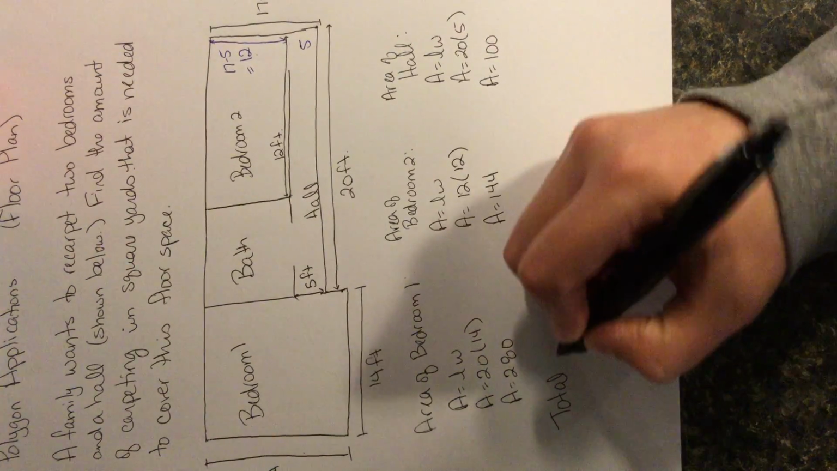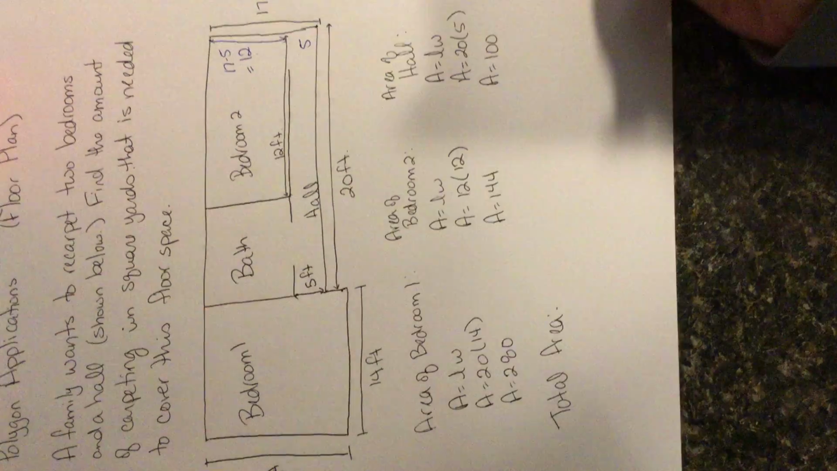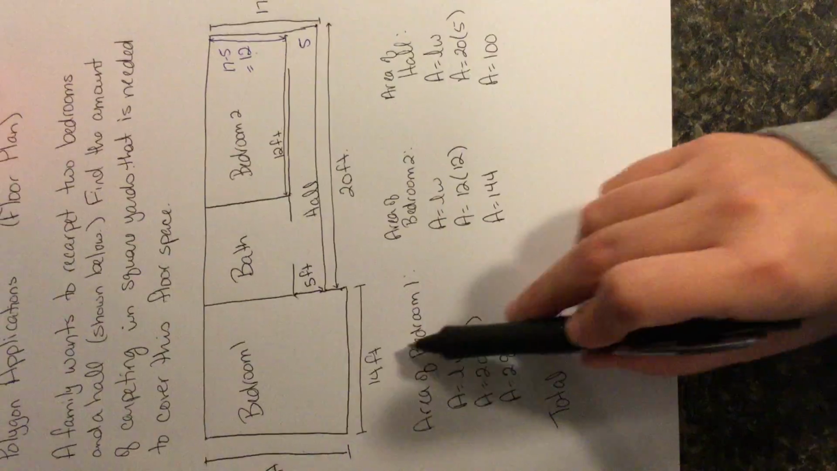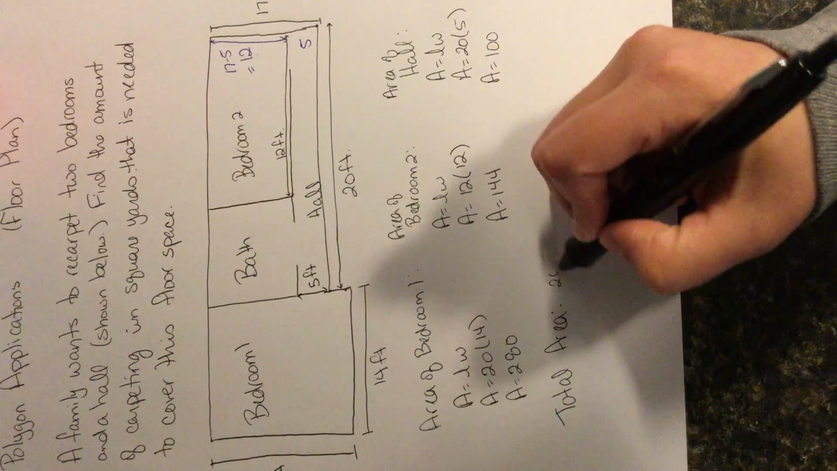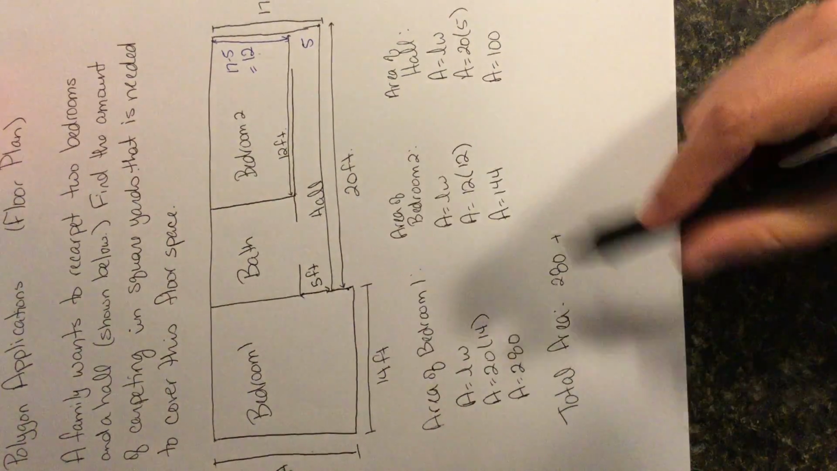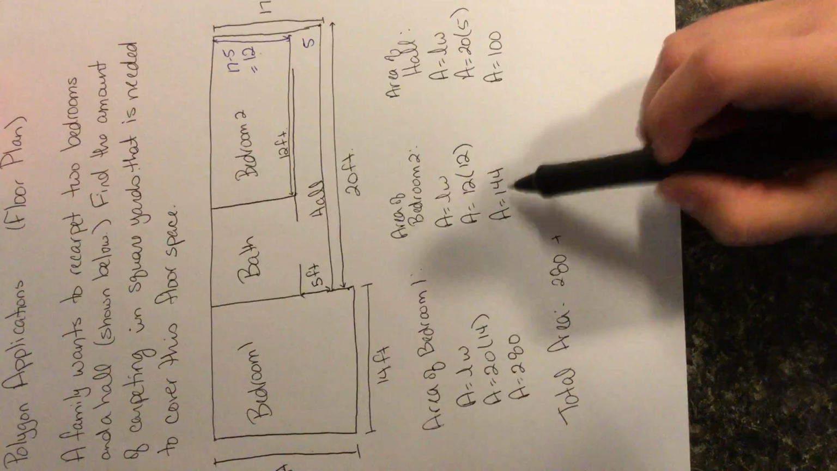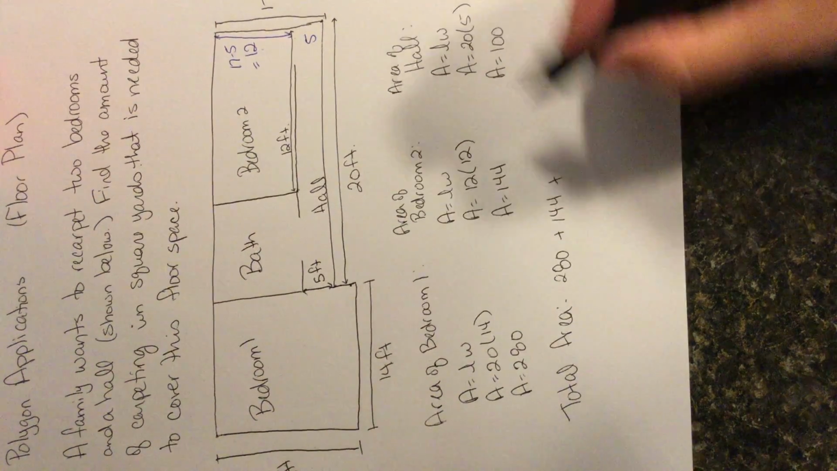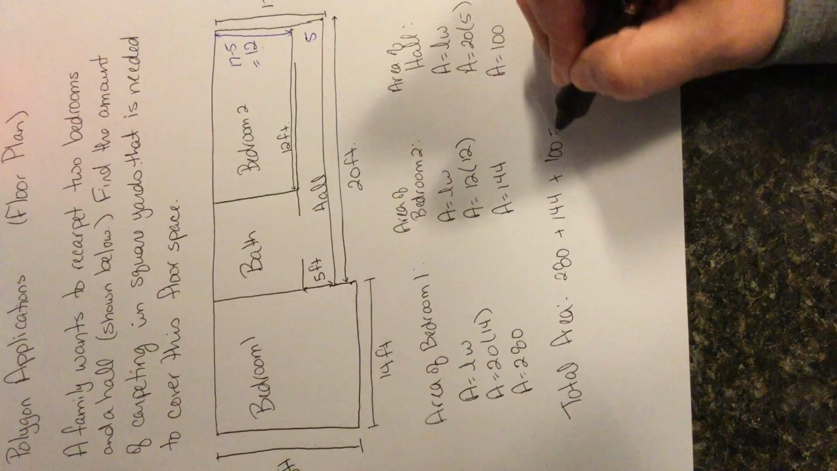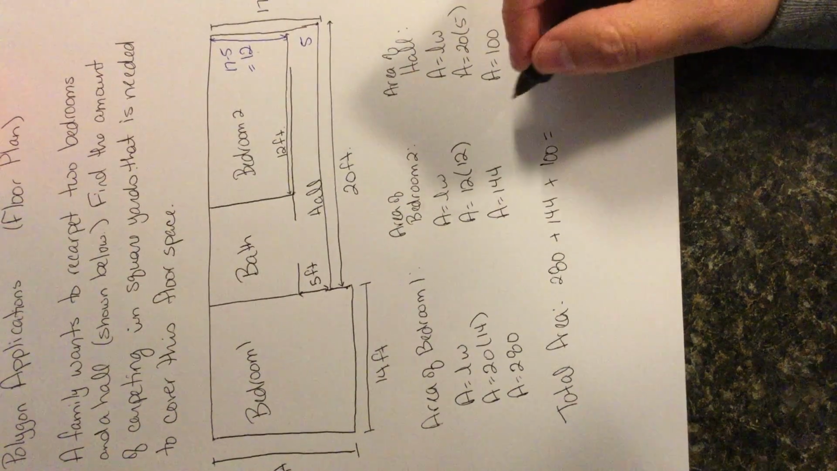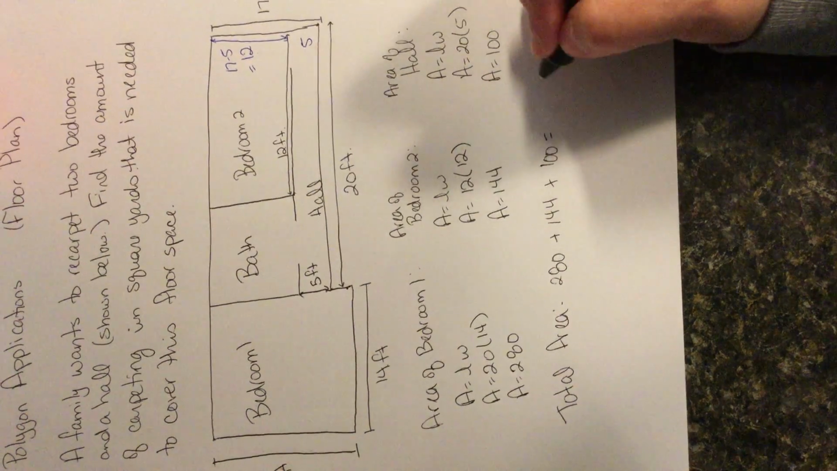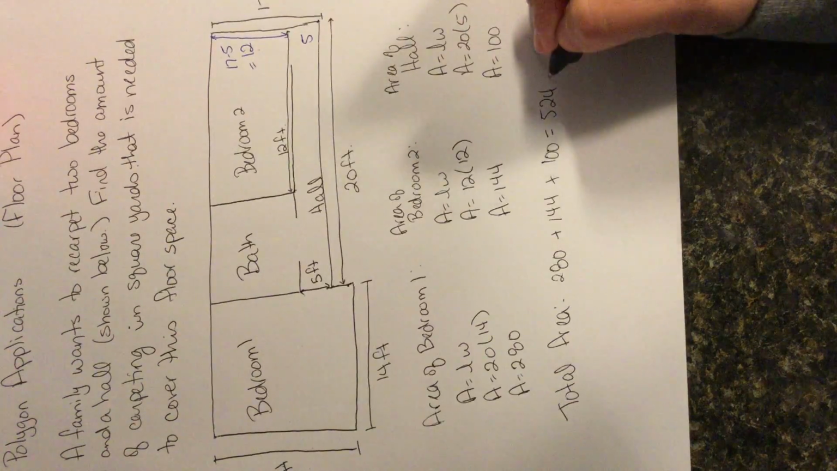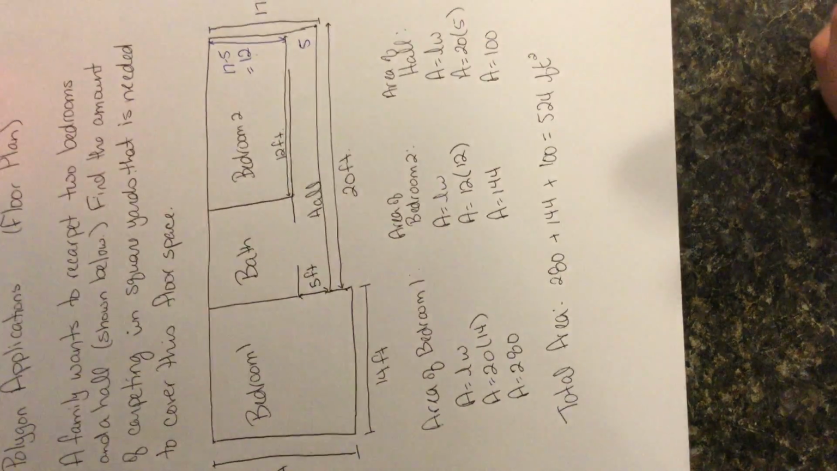So for the total area, we're going to add all these up. So we've got the area of bedroom 1 is 280, plus the area of bedroom 2 is 144, plus the area of the hall is 100. So that is equal to 524, which is feet squared.